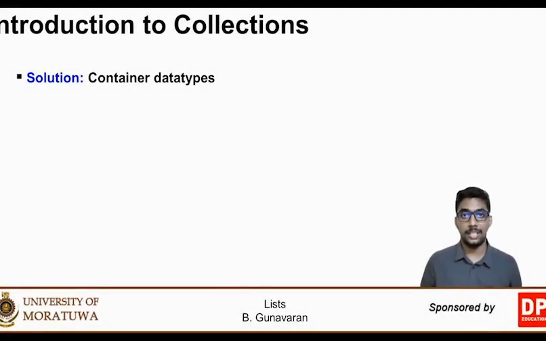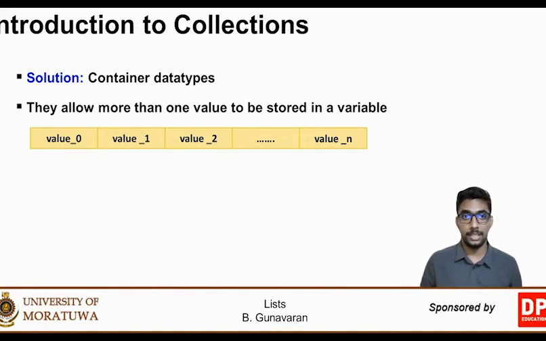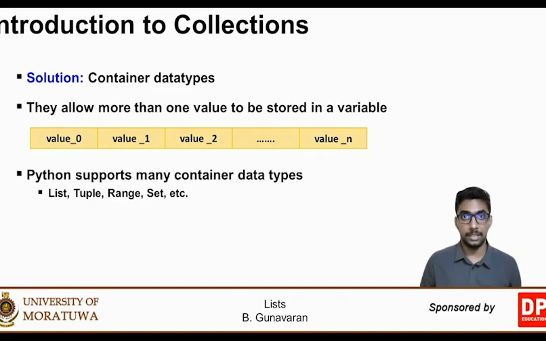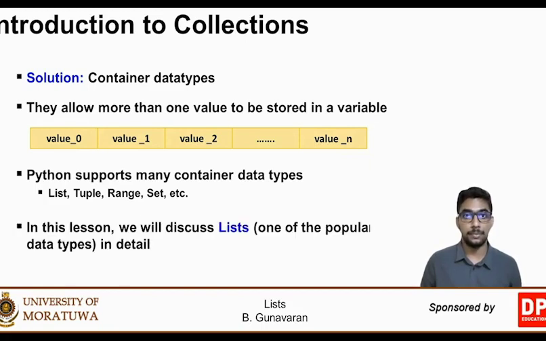The solution is to use container data types. Container data types allow us to store more than one value in a variable. If we go back to our rolling dice example, using container data types, we can store all the n values in a single variable as shown in the diagram. We will learn how to do that in a moment. Python supports many container data types. Some of them are list, tuple, range, and set. Please note that there are many more. In this lesson, we will direct our focus towards lists.